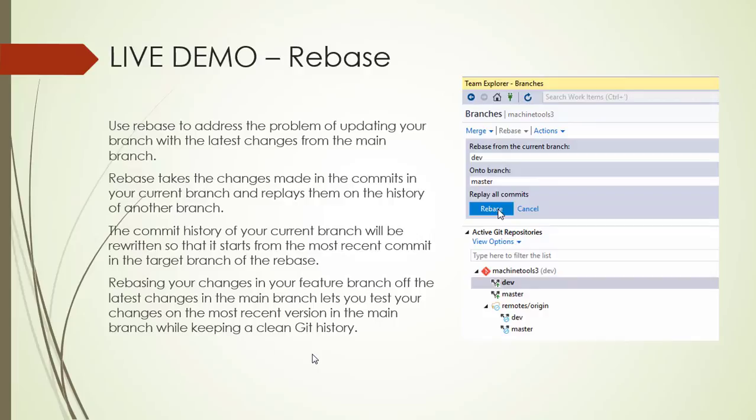Now what will happen when I'm going to rebase it? You don't want to know what all the changes are, there may be some dependencies, right? But my changes are the very latest. So use rebase to address the problem of updating your branch with the latest changes from the main branch. Rebase takes the changes made in the commits in your current branch and replays them on the history of another branch.